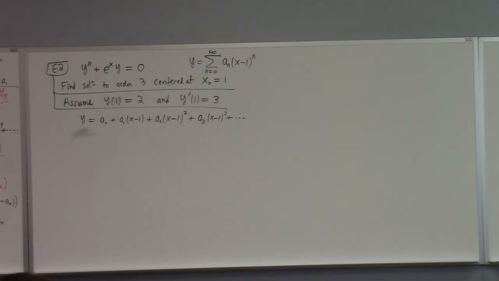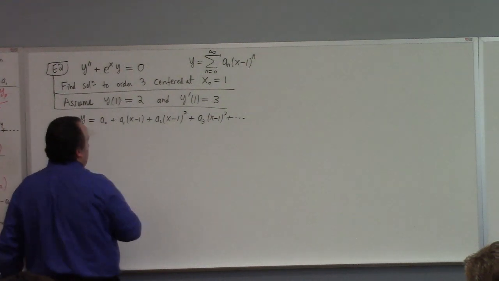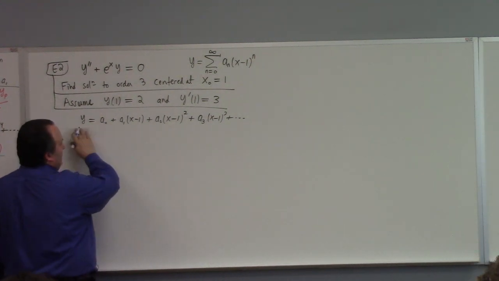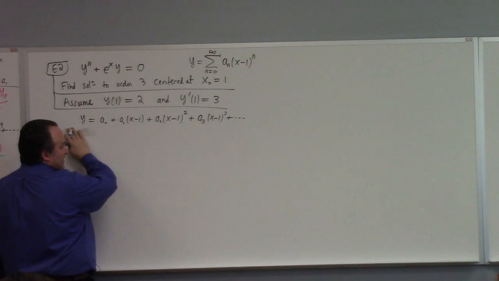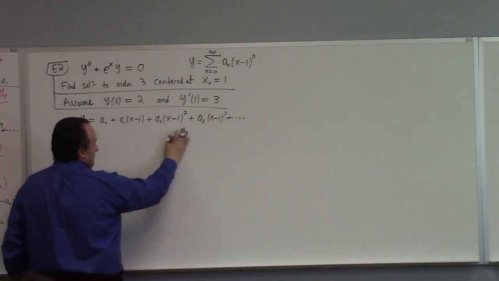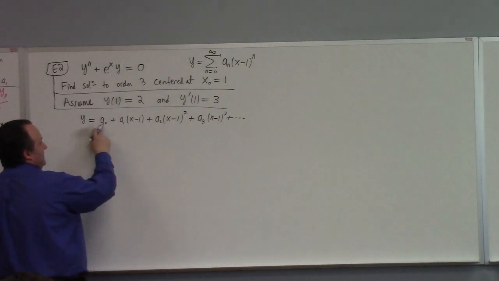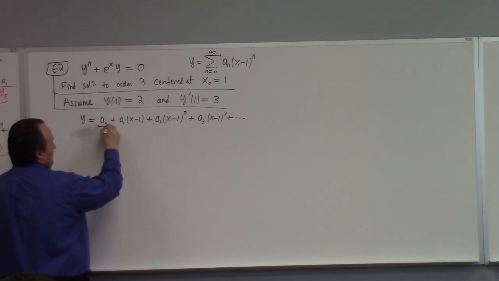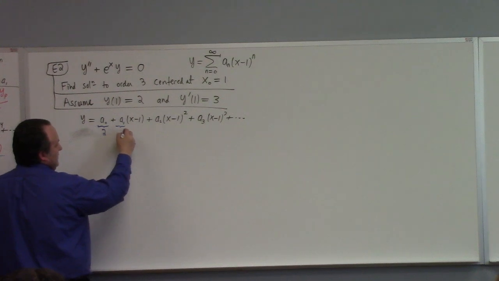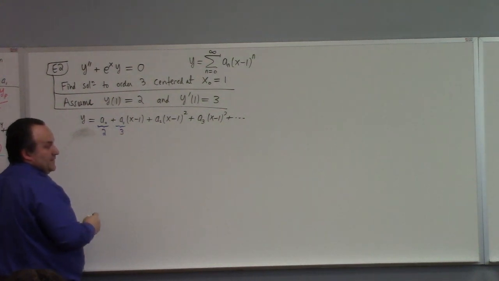What did I tell you in the problem statement? y of 1 is 2, right? What happens when you plug in x equal to 1 into this formula? Everything here is 0, right? The only thing that's left is a sub 0. So this a sub 0, of course, is 2. And a sub 1, by a similar token, is 3, right?